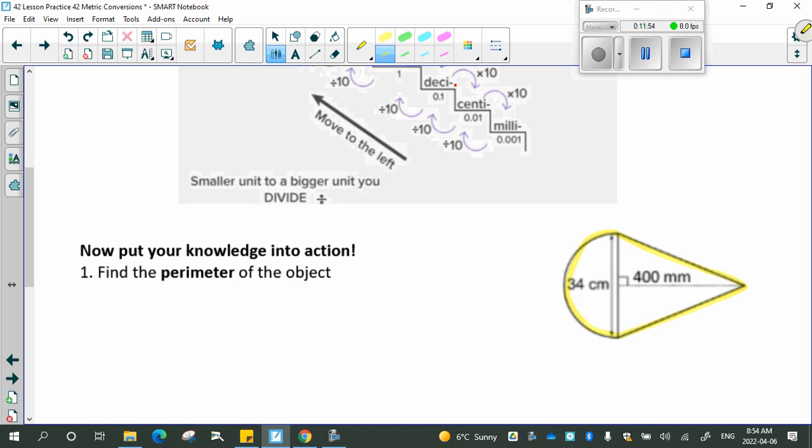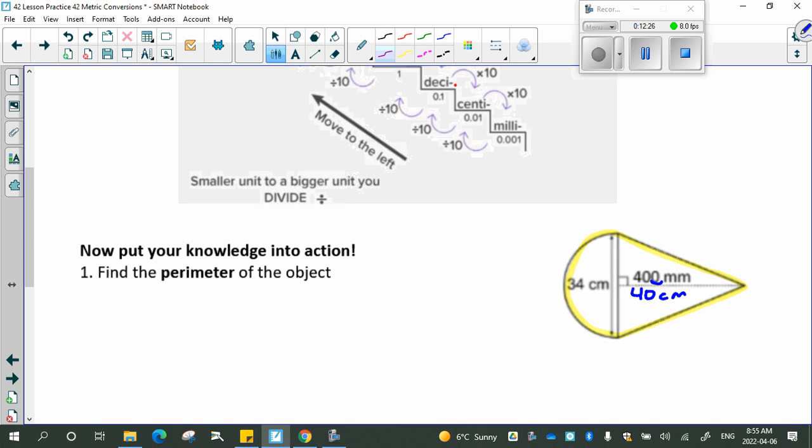Everybody good? And we do want it all in one type of unit. We don't want centimeters and millimeters and multiplying those numbers together. So I always like to work with smaller numbers. Is that a good plan? Work with smaller numbers. So I would want to change 400 millimeters to centimeters. Anyone, what do you think 400 millimeters would be as centimeters? Yep, 40, so you move the decimal 1 place, or you divide by 10 one time.